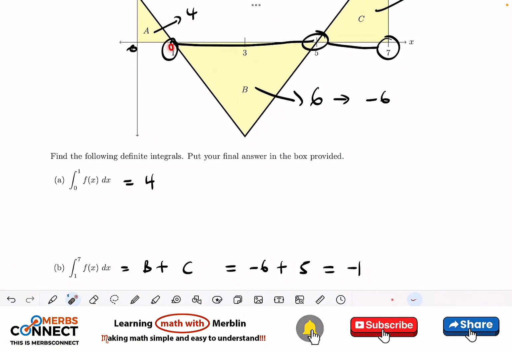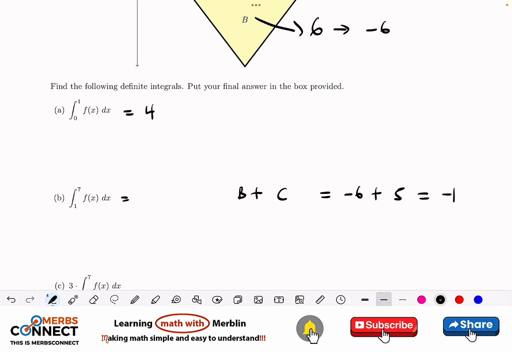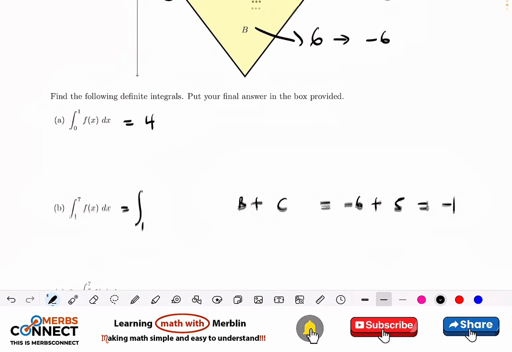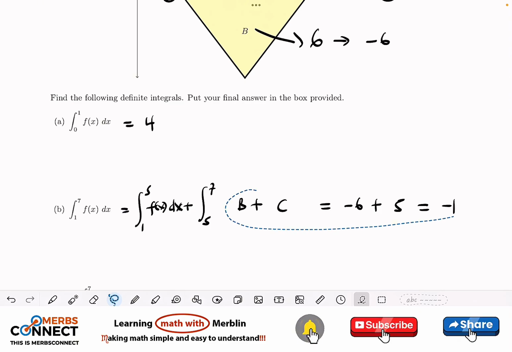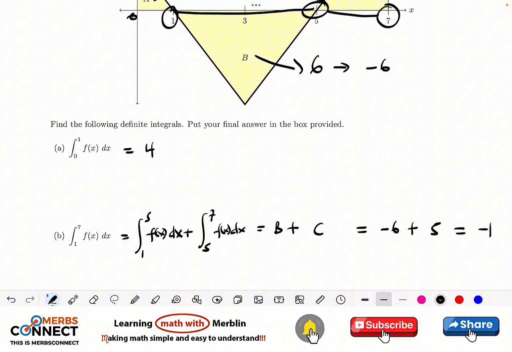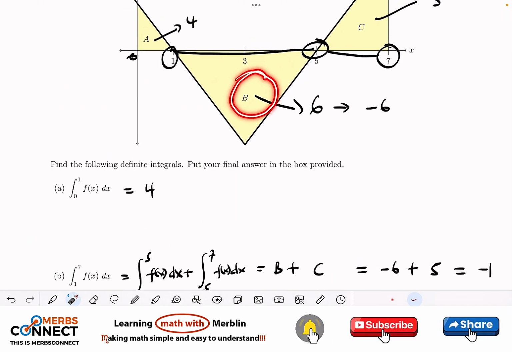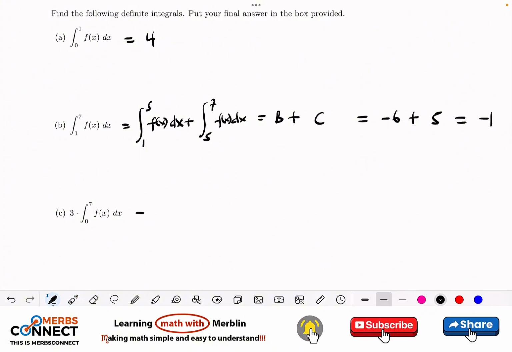So for us to move from 1 to 7, we can move from 1 to 5, f of x dx, plus now moving from 5 to 7, f of x dx, is equal to, so now moving from 1 to 5 is the area B, which is here, and then moving from 5 to 7 is area C, which is also here. Then I add and get the 7 here. This is equal to 3.